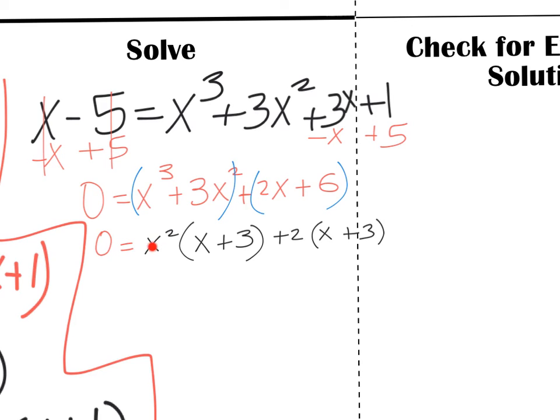Now to check your work, you can always distribute the x squared, and you should get that. Distribute the 2, and you should also get that. Now as you can see, we have a common factor, which is the x plus 3. And those GCFs should be your second factor. So there you go. I just factored this polynomial.